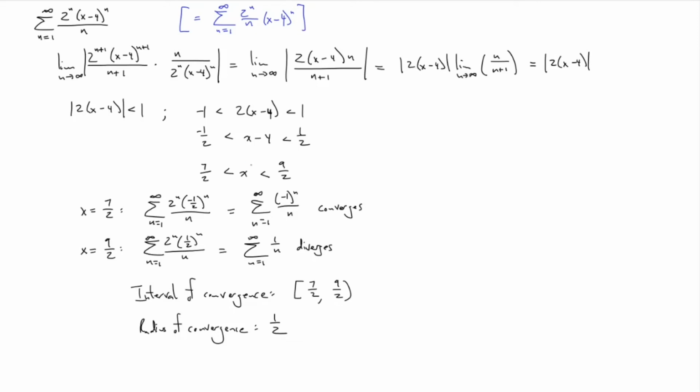You can also see that from this line over here, because saying that negative 1/2 is less than x minus 4 is less than 1/2 is the same thing as saying that the absolute value of x minus 4 is less than 1/2. And if you recall, the theorem that we have in the third case said that there's some number r, called the radius of convergence, such that the absolute value of x minus a is less than r. And so r is 1/2, the radius of convergence, in this case.